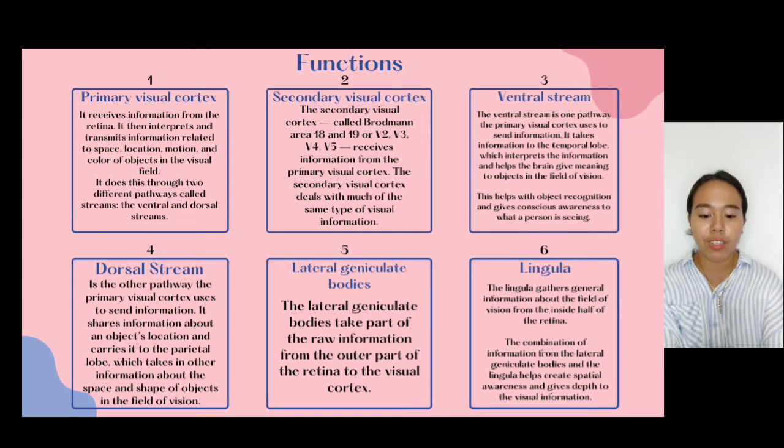Fifth is the lateral geniculate bodies. The lateral geniculate bodies take part of the raw information from the outer part of the retina to the visual cortex. And last is the lingula. The lingula gathers general information about the field of vision from the inside half of the retina. The combination of information from the lateral geniculate bodies and the lingula helps create spatial awareness and gives depth to visual information.